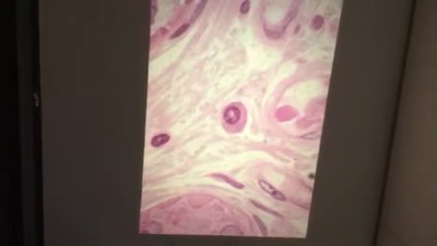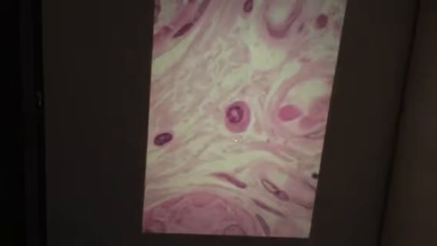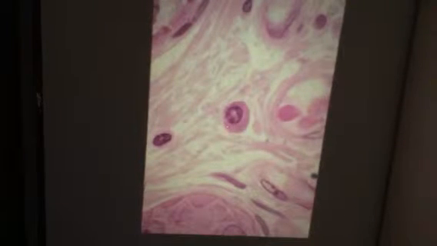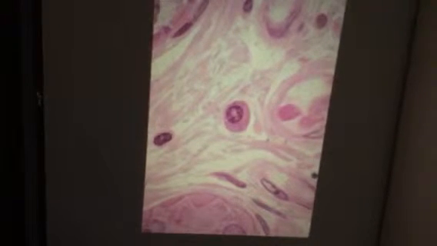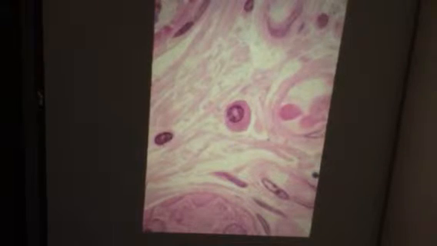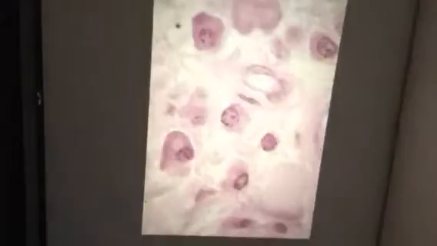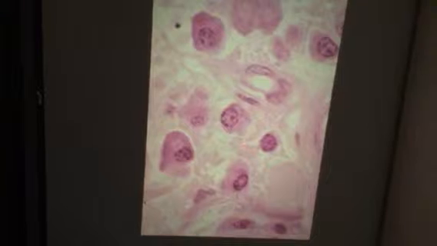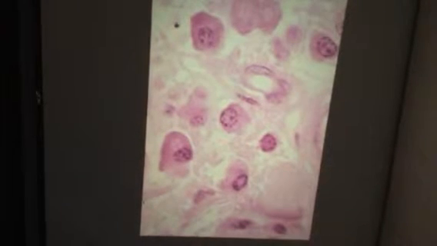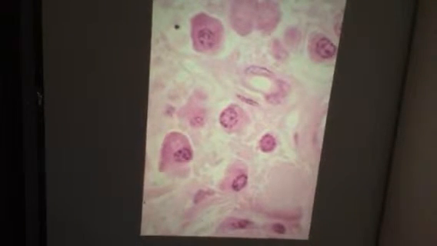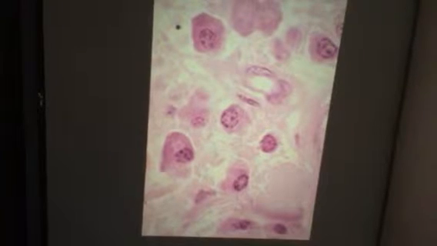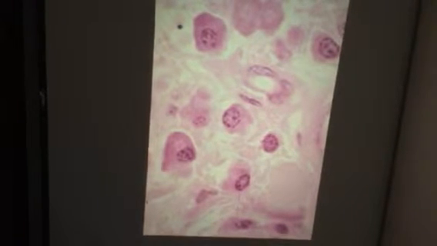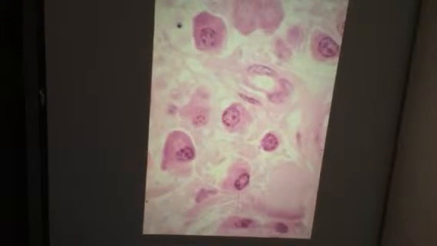How about that cell right there? Plasma cell. And how about that cell? Fibroblast. And how about that cell and that cell and that cell, all plasma cells? What do they secrete? Antibodies.